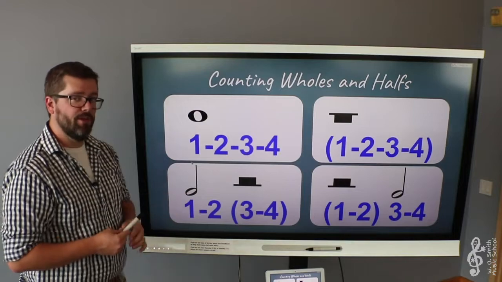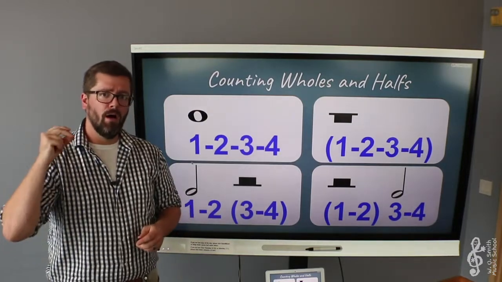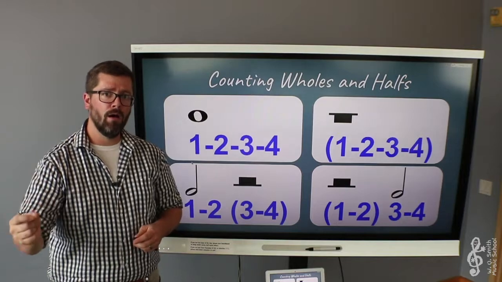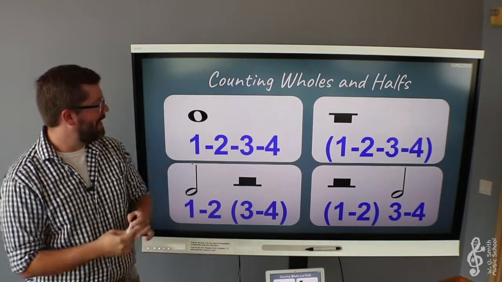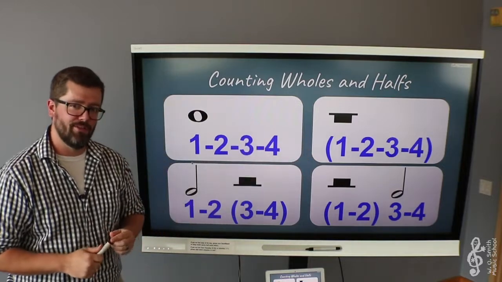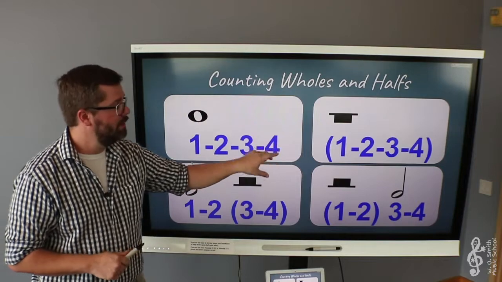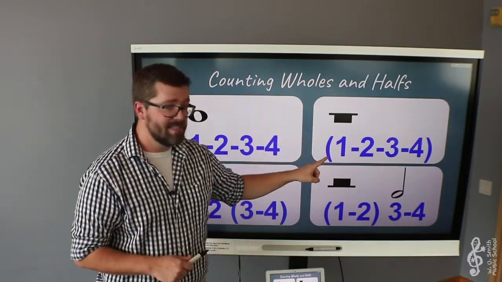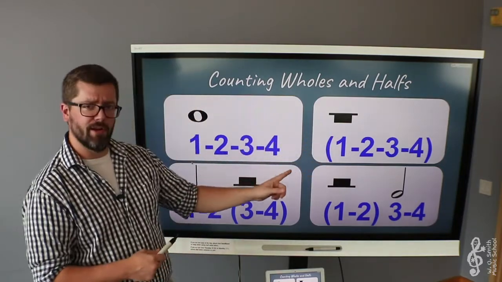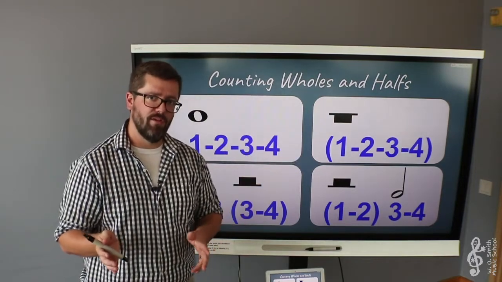So if you were to hear this one, I'll snap the steady beat and I'll sing a note. Ba. You heard that one note sustained all the way through all 4 beats, okay? So that's how you'd count a whole note. Let's look at the whole rest. Same sort of thing. You notice the similarities. The only difference is that the rest was placed in parentheses.